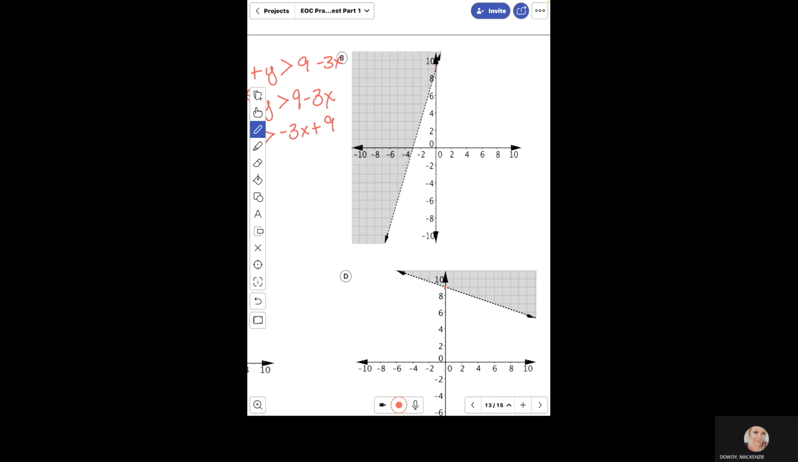Our slope is negative 3 over 1. So that means we're going to go down 3 over 1. So start at 9, go down 3, 1, 2, 3 over 1. Put a dot there, down 3 over 1. You can clearly see that that is not what they have graphed. So B is not going to be our answer.